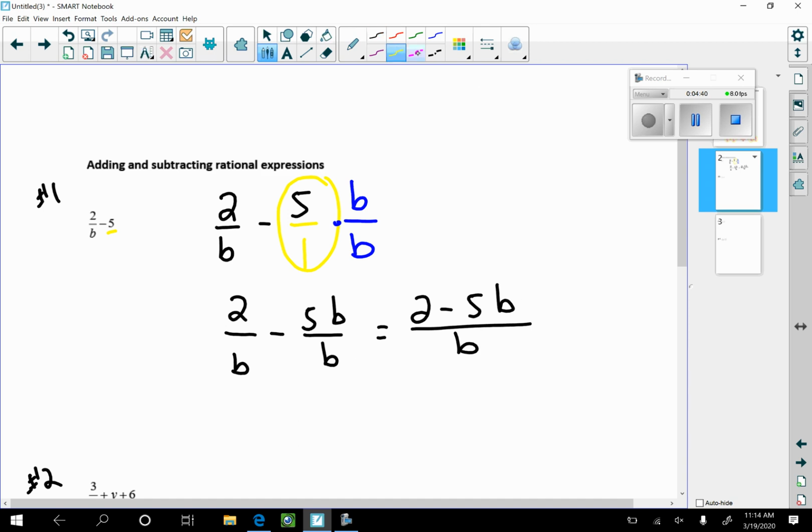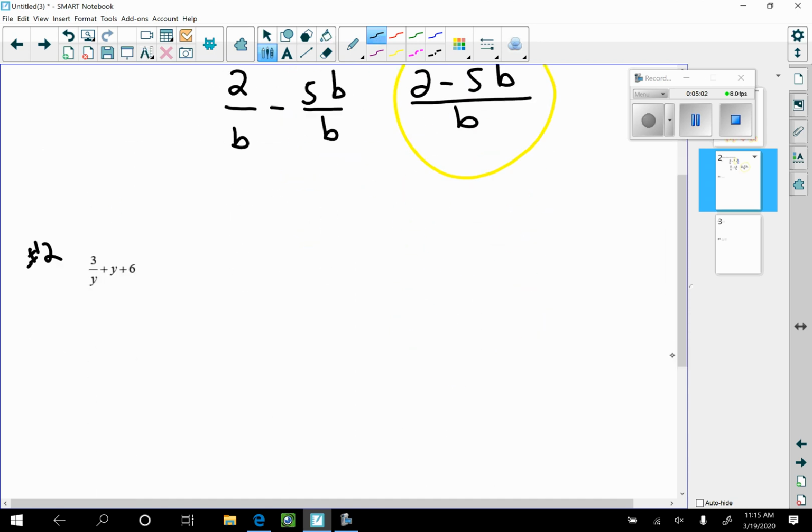This, ladies and gentlemen, is your simplified answer. That's your answer. Okay? Don't do anything with that. That's simplified. That's example 1. Let's go to example 2.